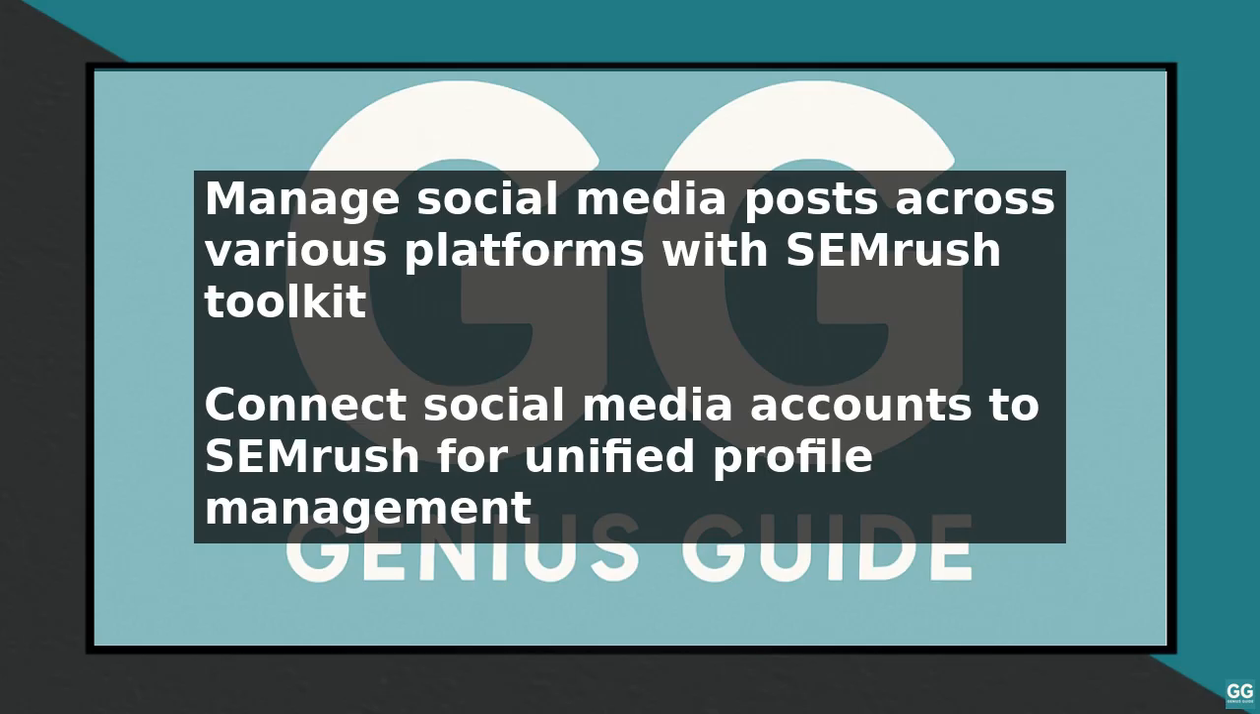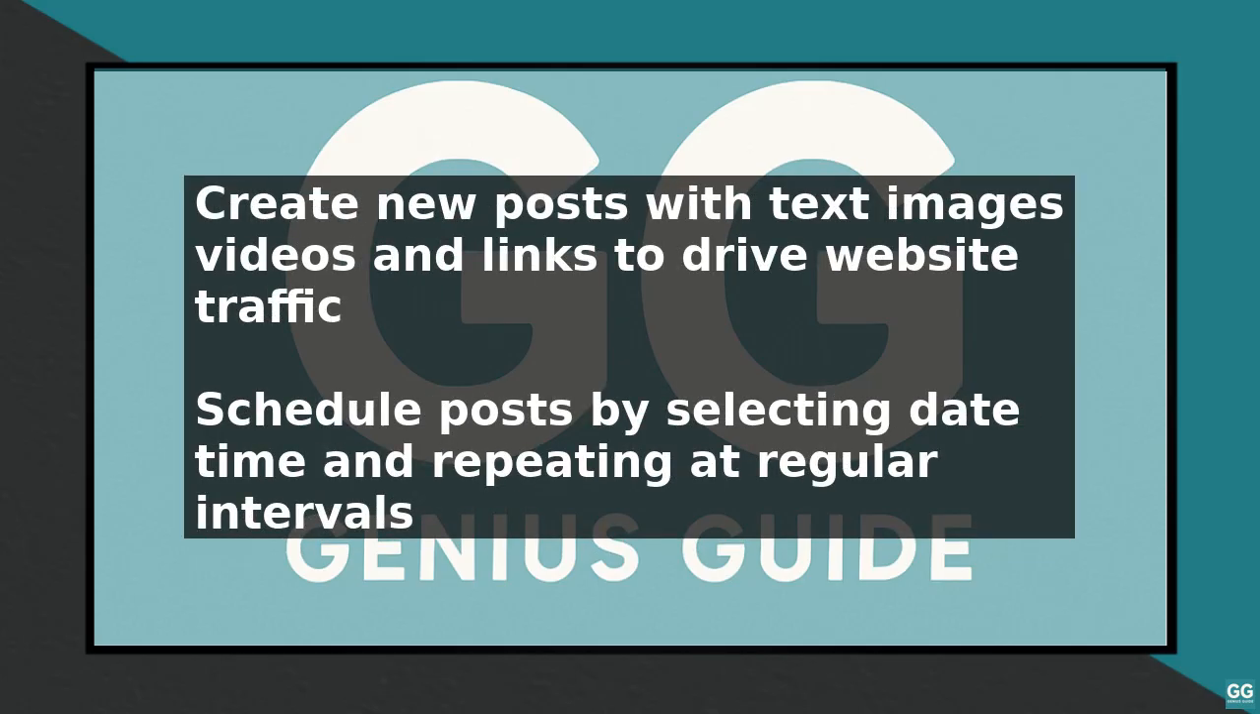Next, create a new post by clicking on the Create Post button and selecting the social media platform you want to post on. You can add text, images, and videos to your post, and also add links to drive traffic to your website. To schedule your post, click on the Scheduling tab and select the date and time you want your post to go live.